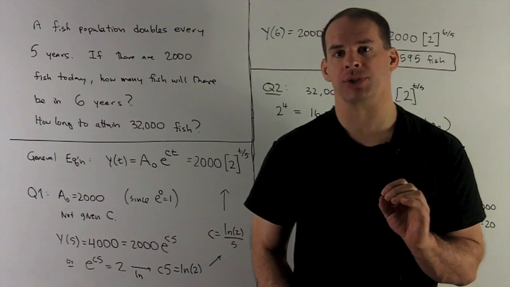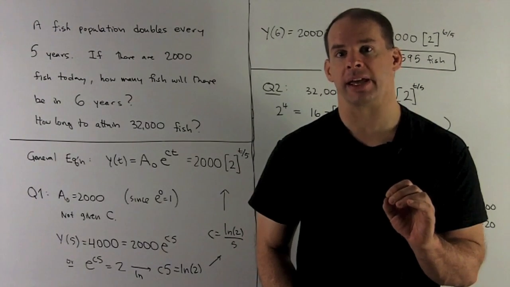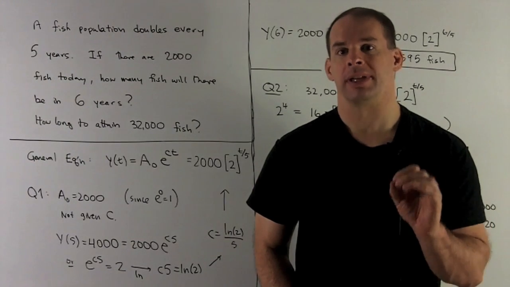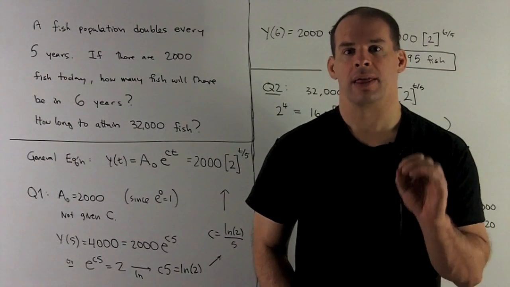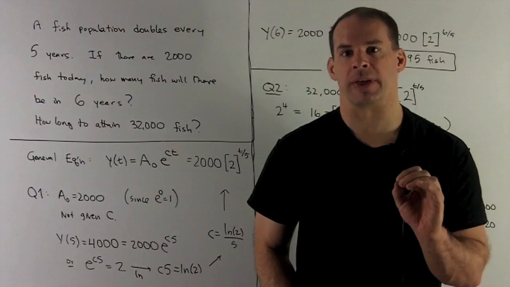A fish population doubles every 5 years. There are 2,000 fish today. How many fish will there be in 6 years? Then, how long will it take our population to get to 32,000 fish?